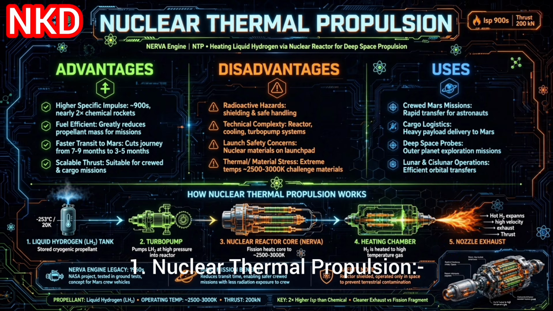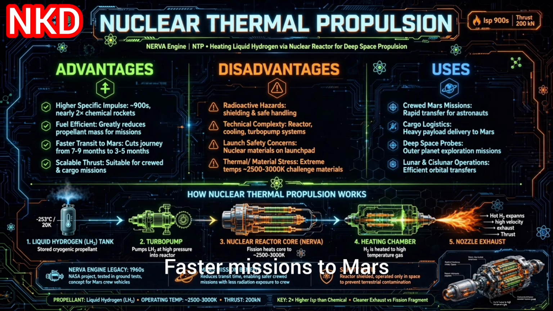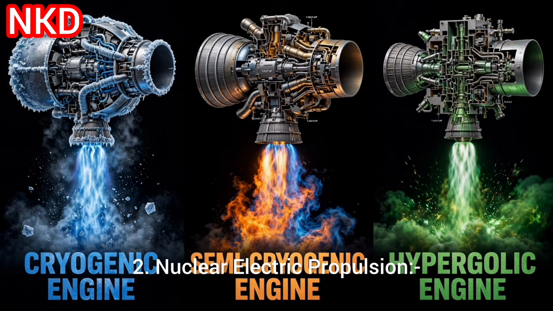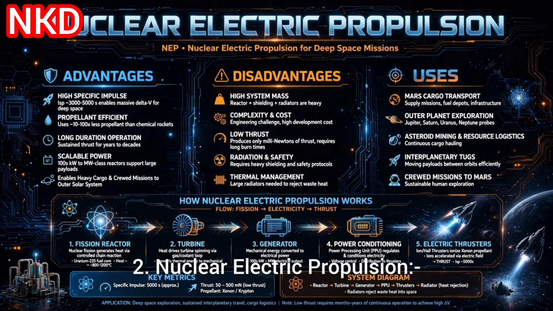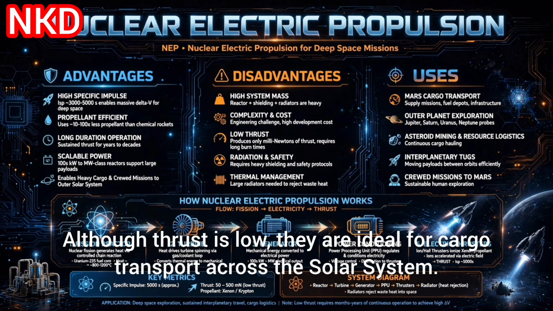1. Nuclear thermal propulsion. Advantages: nearly double the specific impulse of chemical rockets, faster missions to Mars, reduced propellant requirements. 2. Nuclear electric propulsion. Such engines offer extremely high efficiency and long-duration deep space missions. Although thrust is low, they're ideal for cargo transport across the solar system.